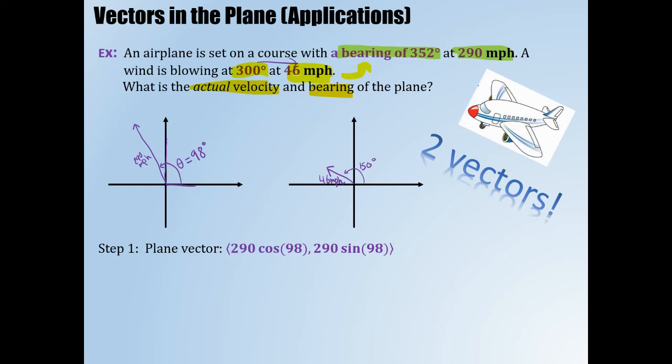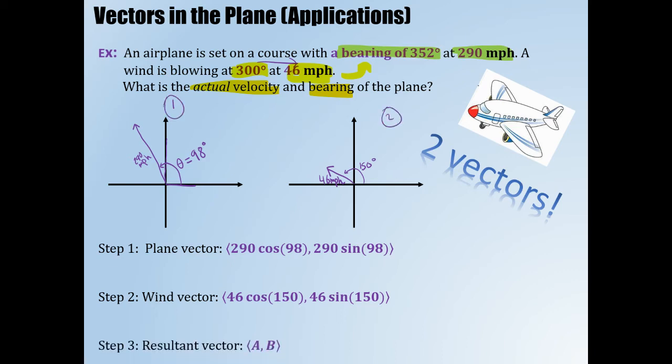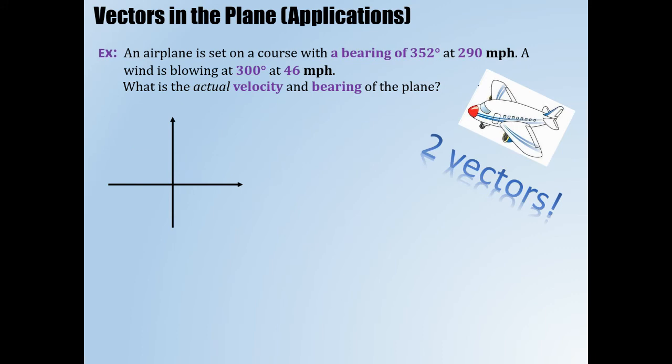The plane vector, I've got 290 cosine of 98, 290 sine of 98, and then the wind vector, I've got 46 cosine of 150, 46 sine of 150. So those are these two separately. This is step one, this is step two. And then I need to find the resultant vector. You might know what to do, but let's take a look at what this actually looks like.